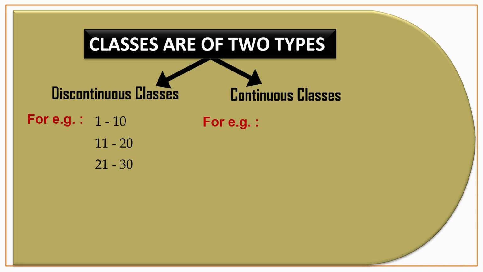Now what are continuous classes? When there is no gap in the class intervals. Like you can see in this example, 0 to 10, 10 to 20, 20 to 30. There is no gap from one class interval to the next class interval. That's why it is called continuous classes.